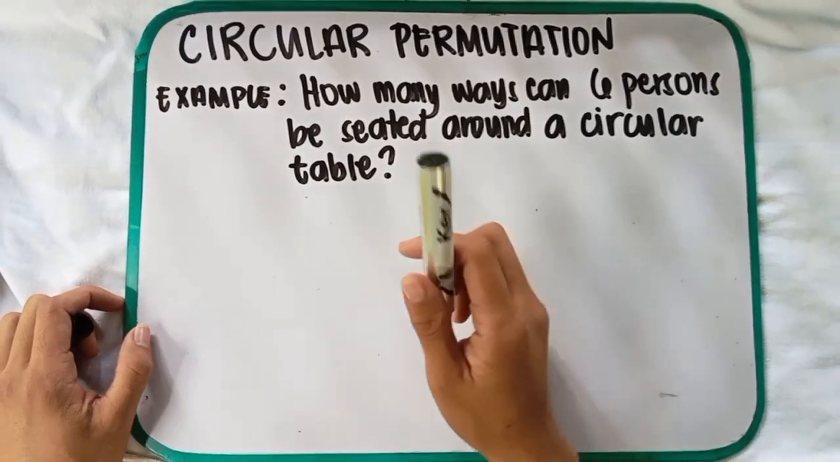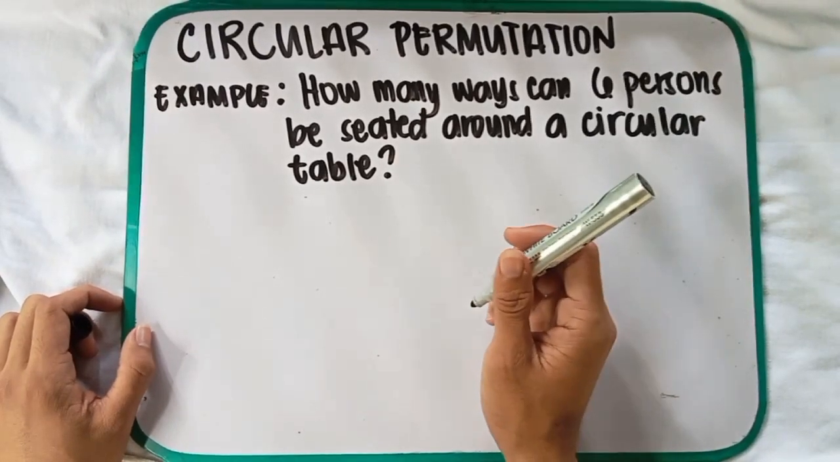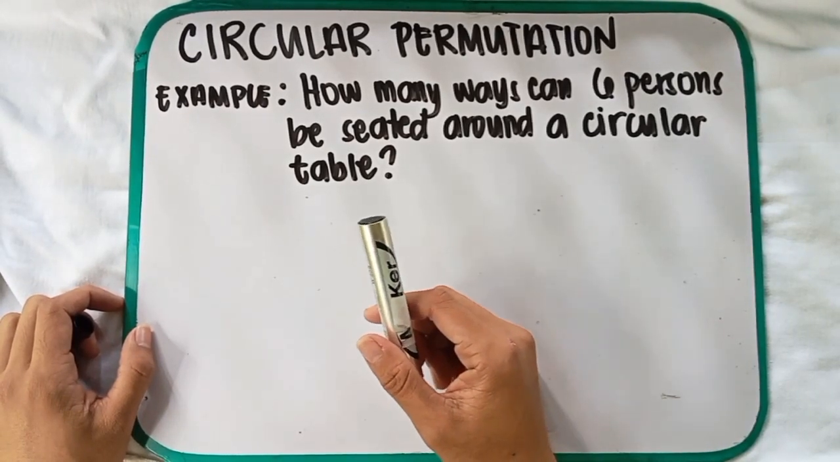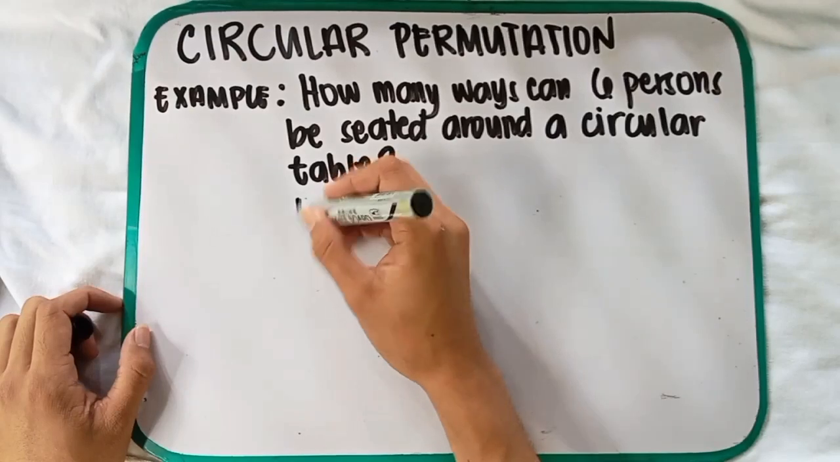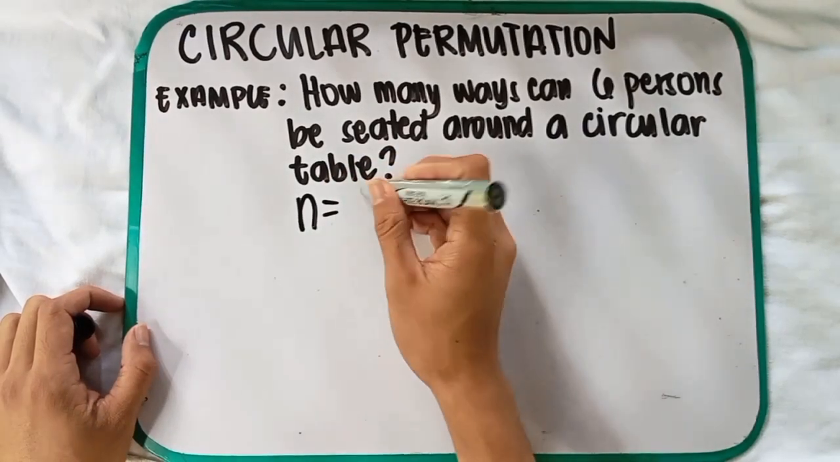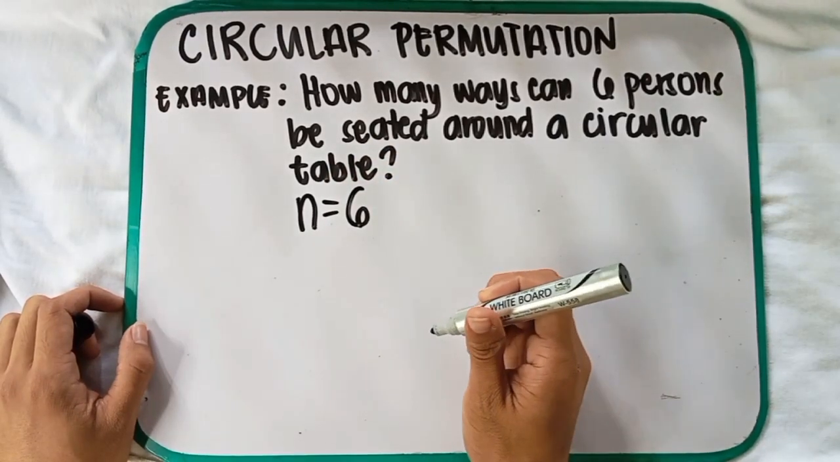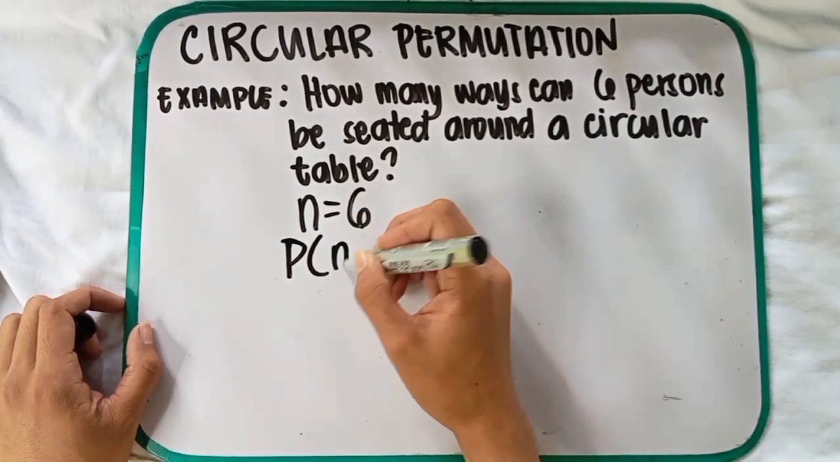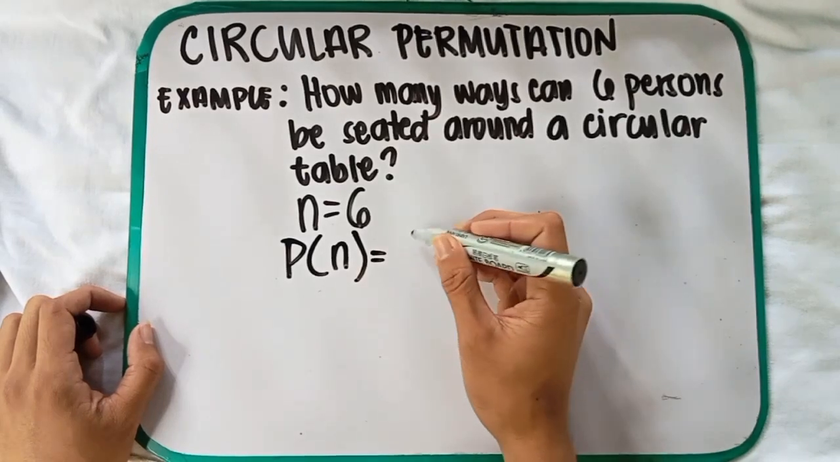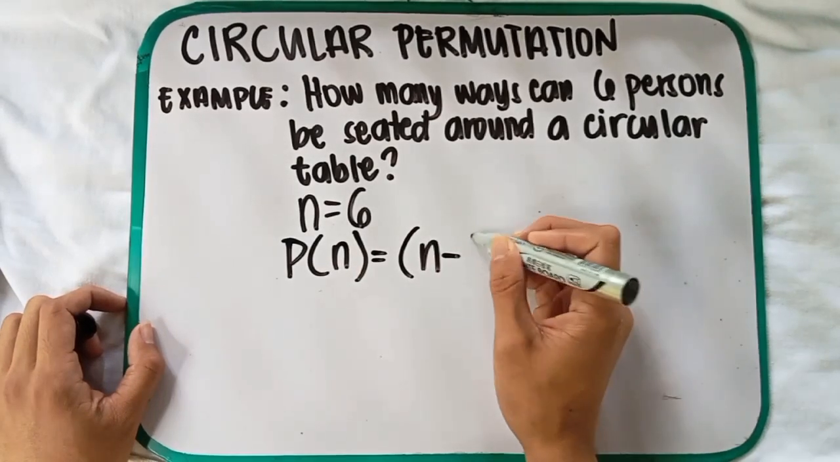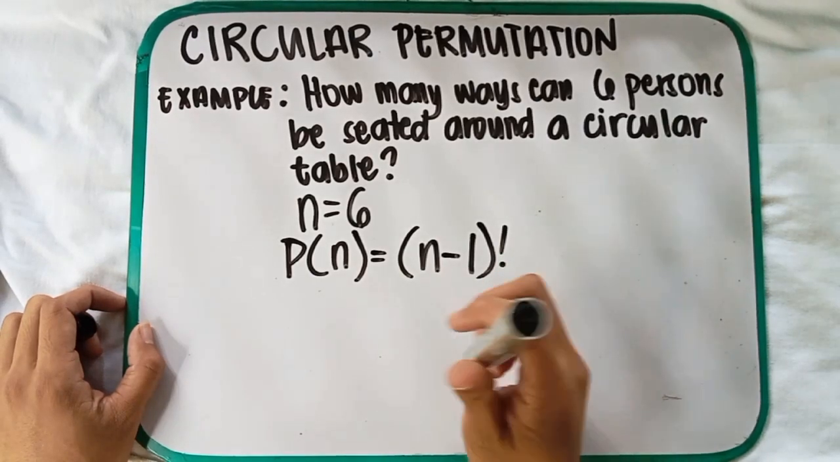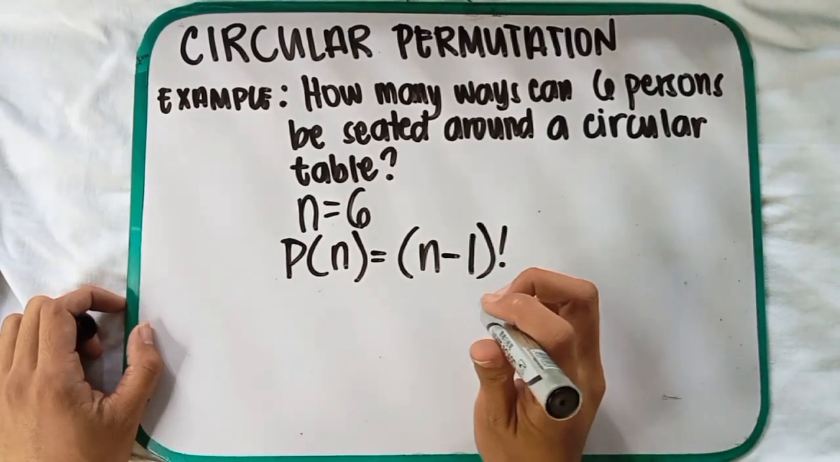For example, how many ways can 6 persons be seated around a circular table? First, we're going to find what is n. So n is equal to 6. To solve this problem, we're going to use this formula, which is P of n equals (n minus 1) factorial.